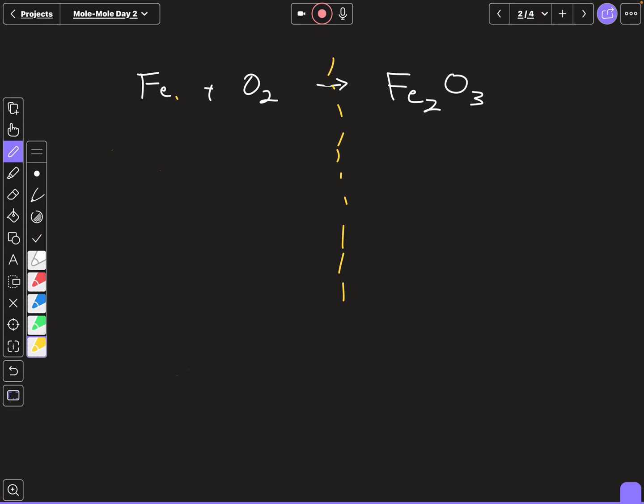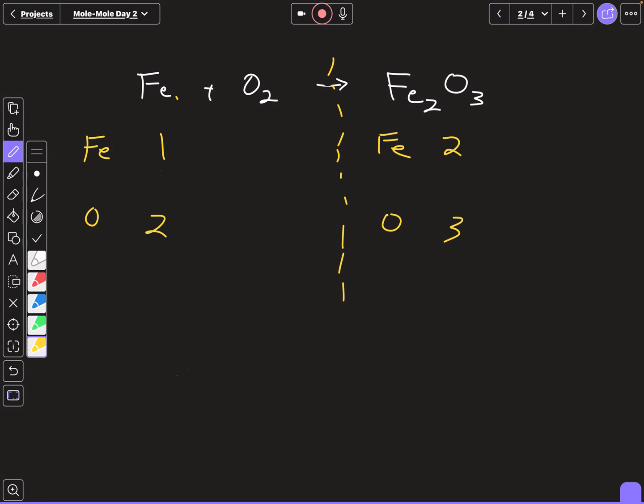Now to balance equations, I draw a line down the middle. I'm going to label the elements that make up this reaction. I have iron and I have oxygen on the left, and the same on the right. Then I'm going to count the number of atoms on each side of the arrow. So on the left I have 1 iron, I have 2 oxygens. On the right I have 2 irons and I have 3 oxygens. So I notice that my equation is not balanced.